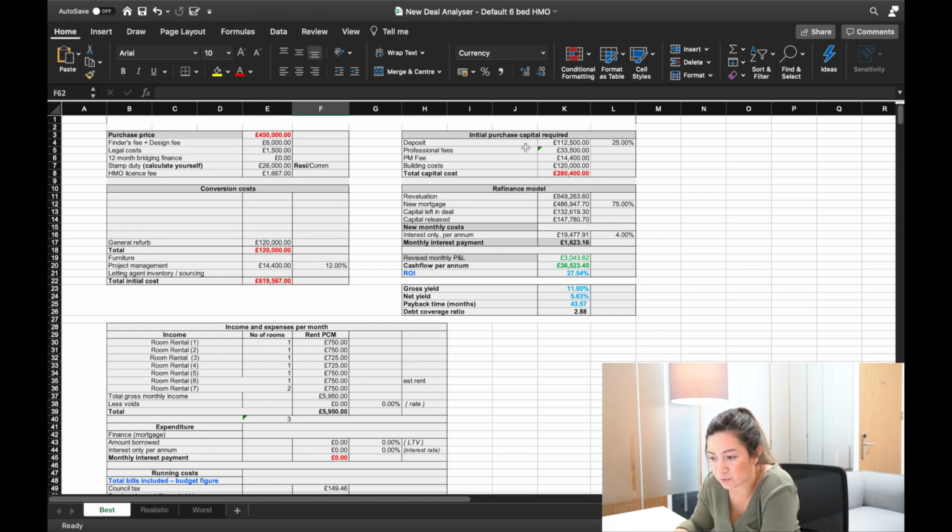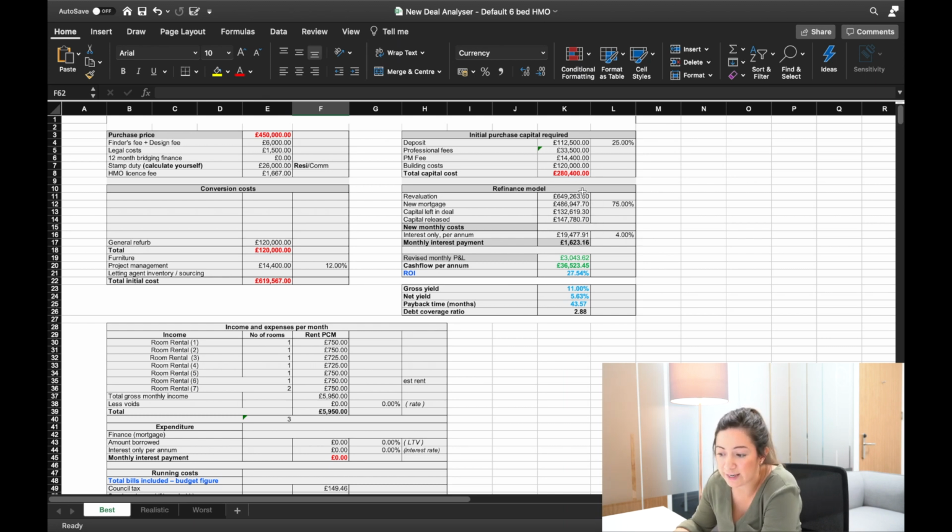So this is your initial purchase capital required. This tells you exactly what you need to initially buy the property. Bearing in mind that's how much you've put in, this figure is then how much of that figure you would pull out, if that makes sense.